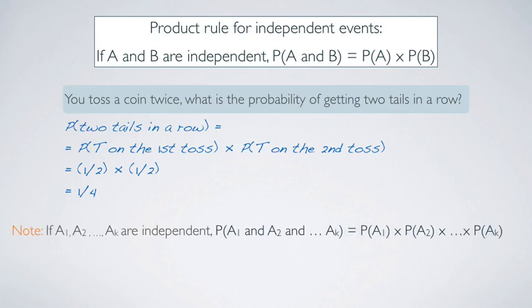A quick note, this rule isn't really limited to just 2 events, and it can actually be expanded to as many independent events as you need. So if instead of doing 2 coin tosses, we had 100 of them, we could simply multiply 100 of the same probabilities together. Generically said, if A1, A2, all the way through AK are independent, then probability of all of these events happening at once is simply going to be the product of the individual probabilities of the events.